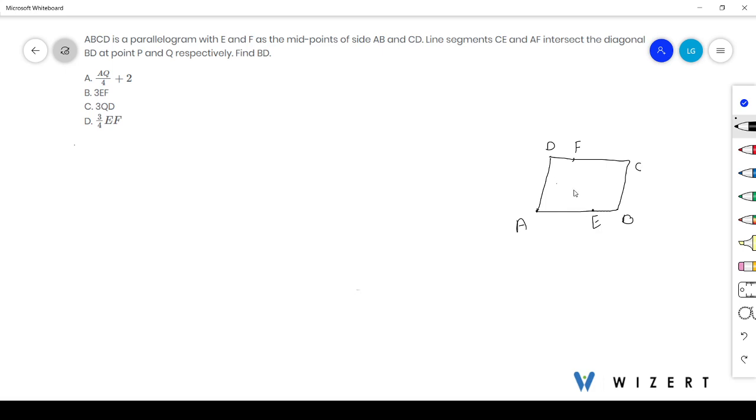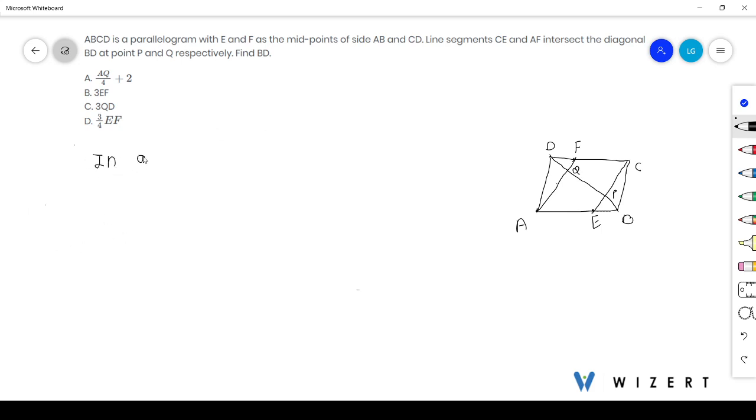Then line segments CE and AF intersect the diagonal BD at points P and Q respectively. So we have to find BD.